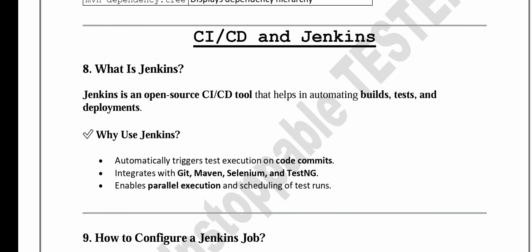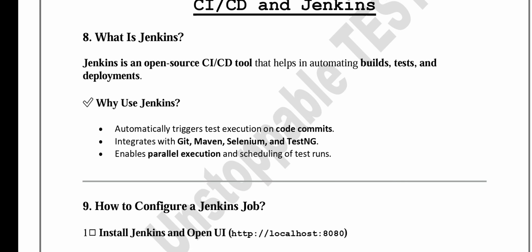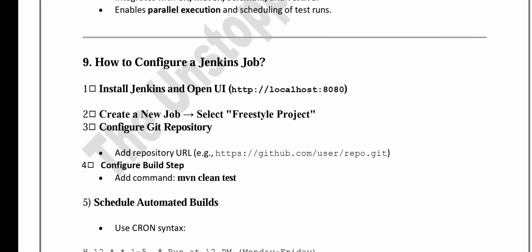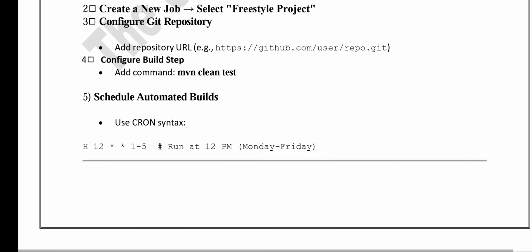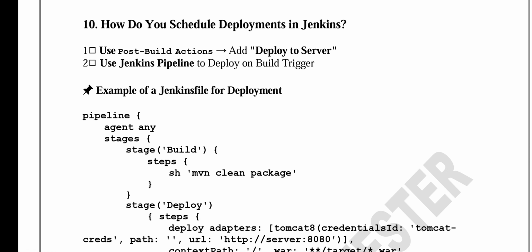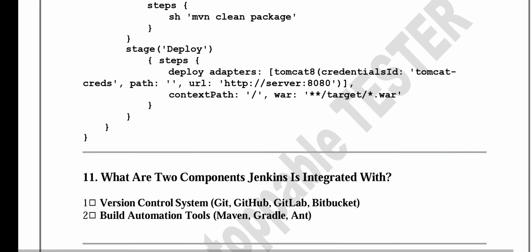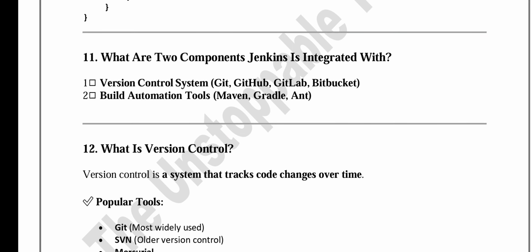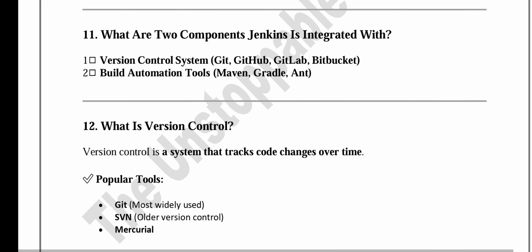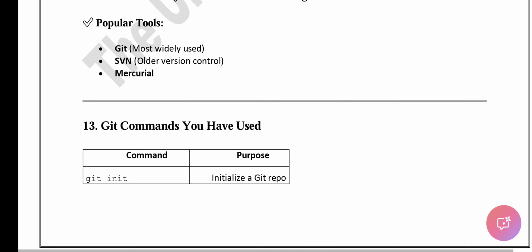questions are with respect to the CI/CD and Jenkins. What is Jenkins? How to configure a Jenkins job? How do you schedule deployments in Jenkins? What are the two components Jenkins is integrated with? What is a version control system?